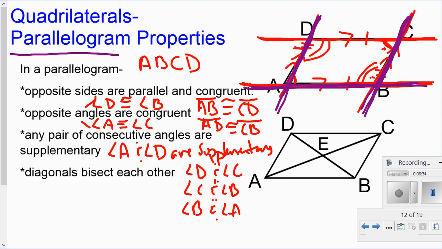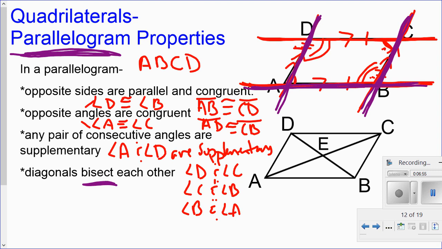Okay, the last piece of information for a parallelogram. Keep in mind all these have to do with the quadrilateral being a parallelogram. The last one is that the diagonals bisect each other. Now let's look at the second diagram. I drew a second one because I knew the first one would have a lot of markings on it. So the diagonals bisect each other. Let's think about that term. We learned it earlier in the semester.